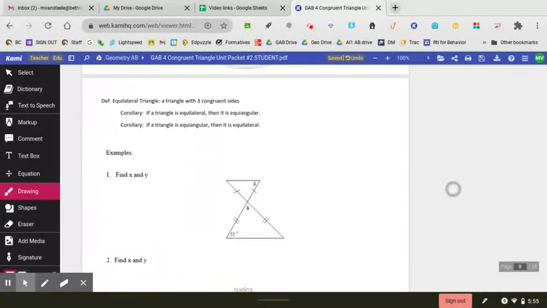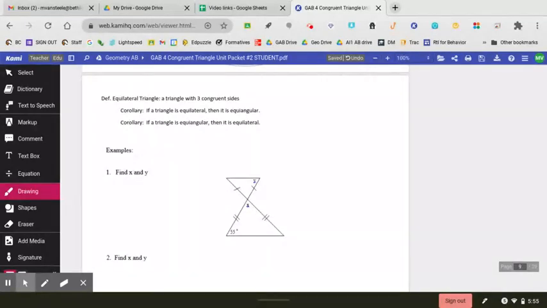So now we're going to discuss equilateral triangles. Equilateral triangle: all three sides are congruent. Therefore, if a triangle is equilateral, it is also equiangular. And that follows from the theorem that we know that in a triangle, angles across from congruent sides are congruent. If all three sides are congruent, then all three angles are congruent. And that works also if I know it's equiangular, then it's equilateral.